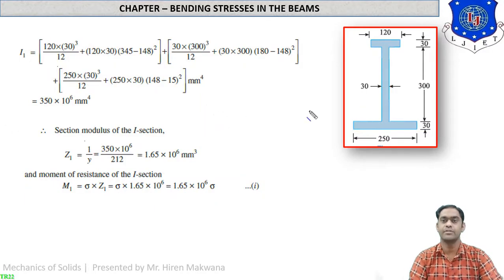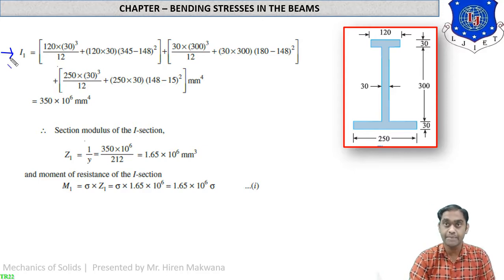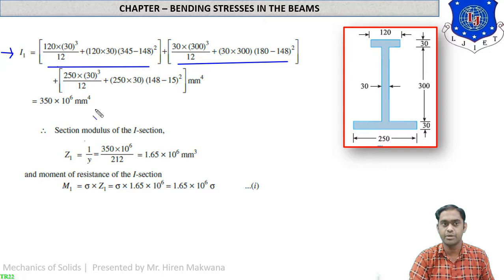Let us see the moment of inertia first. Actually, what is our moment of inertia? The moment of inertia will be available by calculating the moment of inertia of separate three parts and adding them. Okay, so here is the moment of inertia for part number 1, here is the moment of inertia for part number 2, and the last is part number 3.